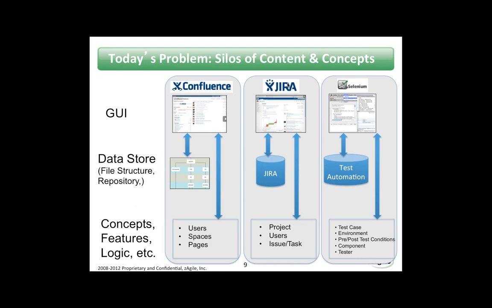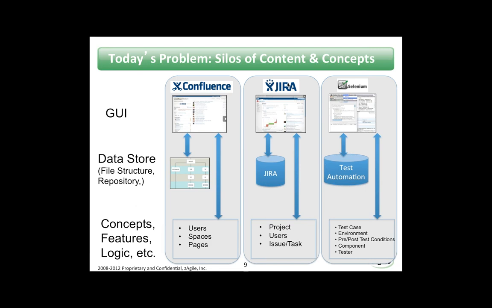So how does it work? So here we have some examples. We've got the famous old silos. And I have the concepts shown on the side. You've got a GUI at the top for your different applications or tools. And then, of course, that application or tool has content stored in a data store, whether it's a file structure or a repository like a database. And it's all part of the same system, but you have the idea of concepts, features, logic, processes within each of these applications and tools. And so these things don't work together very well today when they're in these silos.